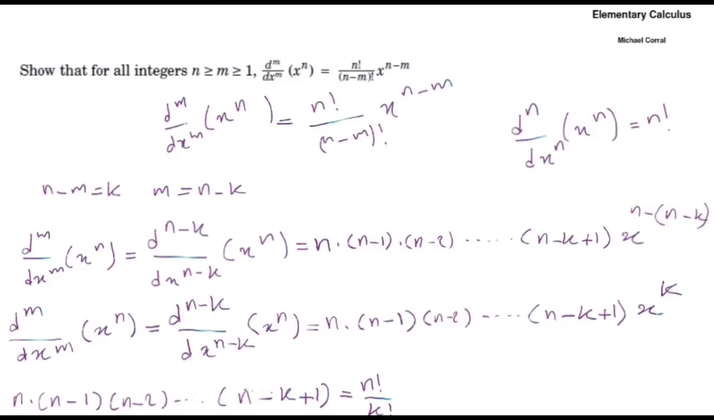So the result is n factorial over k factorial times x to the k power, and here we substitute n minus m for k, so the result is n factorial over (n minus m) factorial times x to the n minus m power. So we proved this formula successfully.